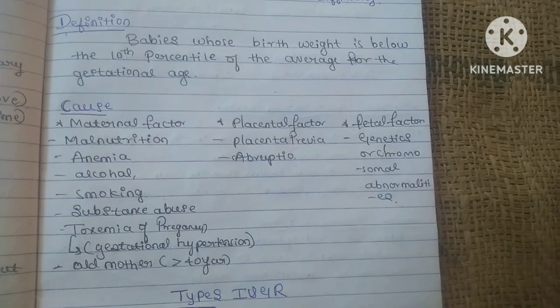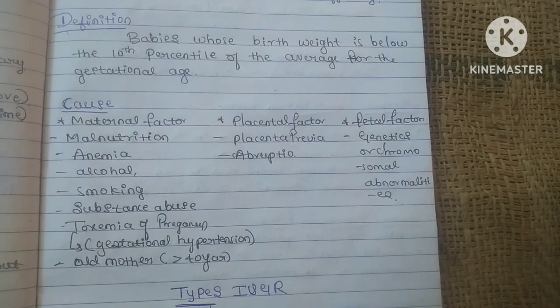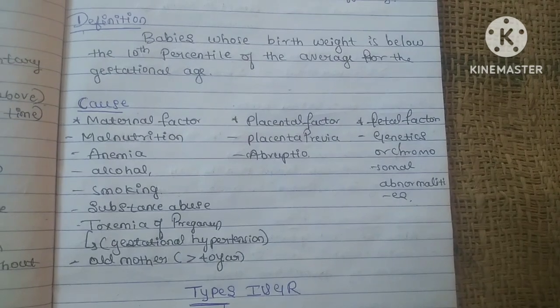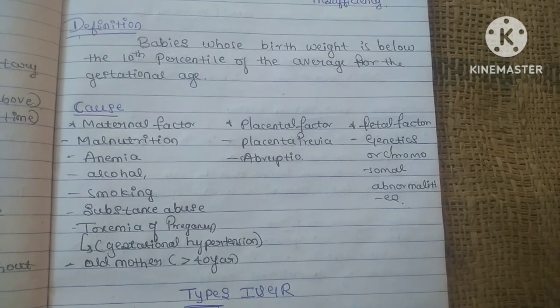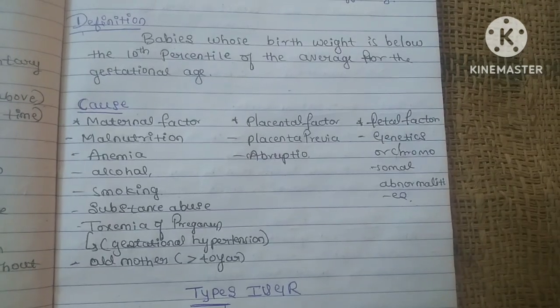The placental factors are placenta previa and placental abruption. We discussed placenta previa and placental abruption in the last video. And the fetal factor is a natal or chromosomal abnormality.